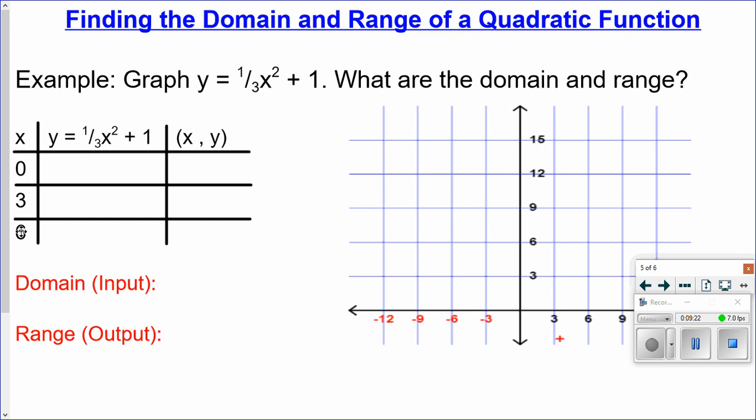I chose 3 and 6 and 0 because 3 and 6 are multiples of 3, and I know that's going to end up canceling out this fraction and leave me with whole numbers. So it'll make it easier for me to graph. So when I plug in 0, 1/3 times 0 plus 1 is 1, so y equals 1. When I plug in 3, 3 squared is 9. 9 times 1/3, that's the same thing as 9 divided by 3. So that's 3 plus 1 is 4. And when I plug in 6, I get 36 divided by 3, which is 12. So my ordered pairs I have are 0, 1.